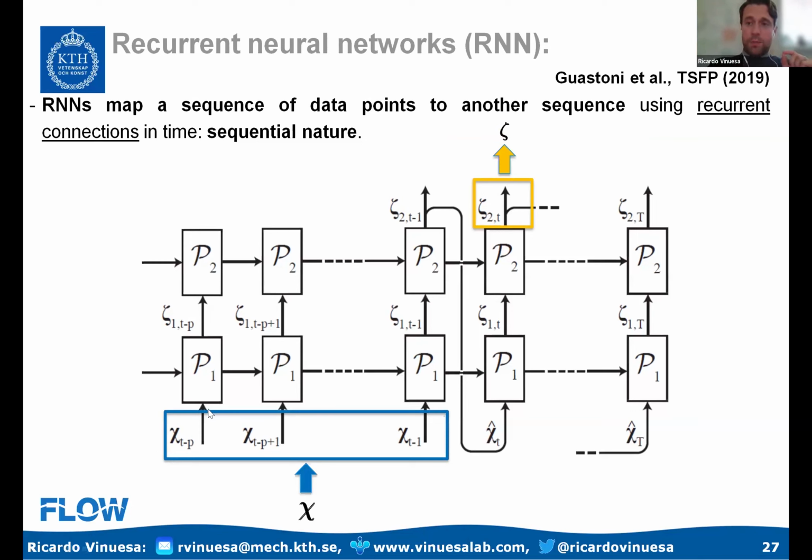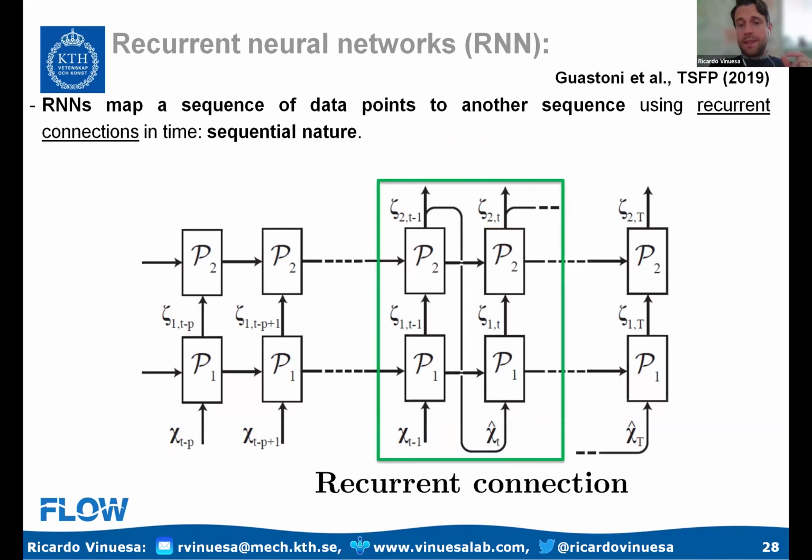In blue at the bottom, I have my inputs. So this would be the current step, and the previous one, and the previous one. And at the top in yellow, I'm predicting the next step. So the 9 coefficients in the next step. The key is this recurrent connection. So basically, the output of one step is connected with the input of the next step. And such a connection, which is done for all the steps, allows me to effectively exploit the temporal information in the data.